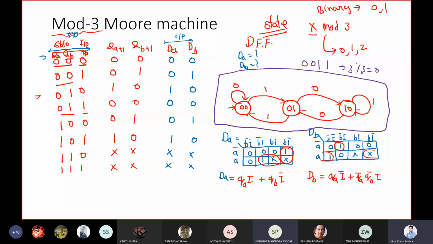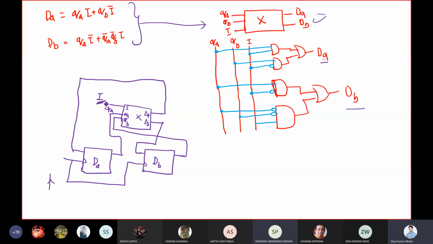Input will be given here. So these values 0, 1, 0, 1 will be given one by one. Suppose it is positive edge triggered. Once the positive edge comes, you will pass the first 0. Then at the next positive edge you will pass 1. Then at the next positive edge you will pass 0, and at the next positive edge you will pass 1. And your final output you will get from here. Your output will be the Q and QB combination. Got it?